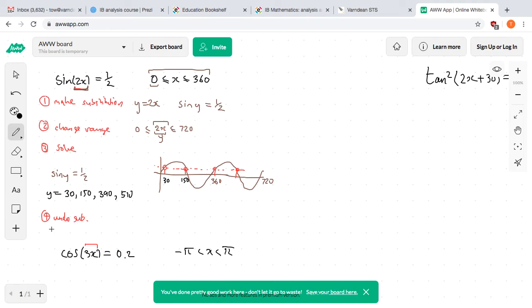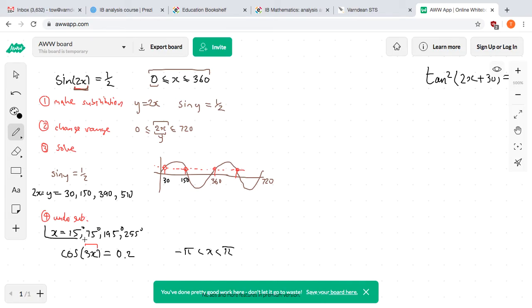Final step, undo the substitution. Now basically what that means is, since we said y is 2x, 2x is 30, 150, 390, 510. So x is just half of all of those. So 15. 2x is 150, so x must be 75. 2x is 390, so what was that, 195? And 510, divide that by 2, 255. And that will give us all our answers.